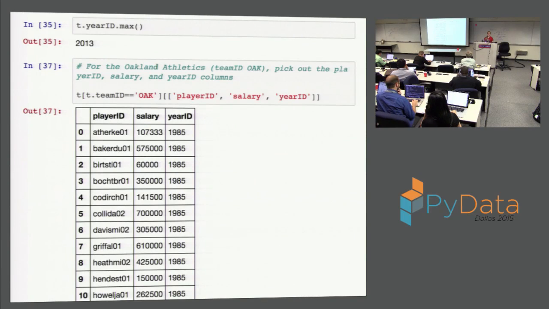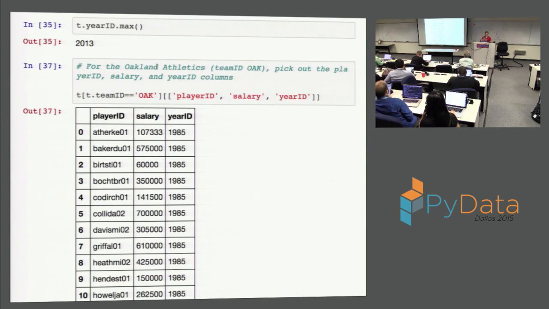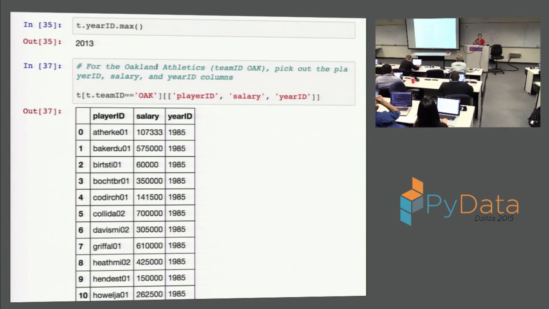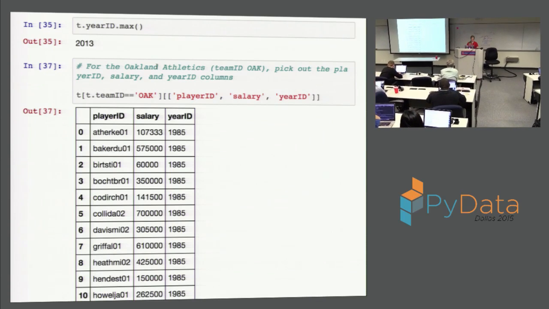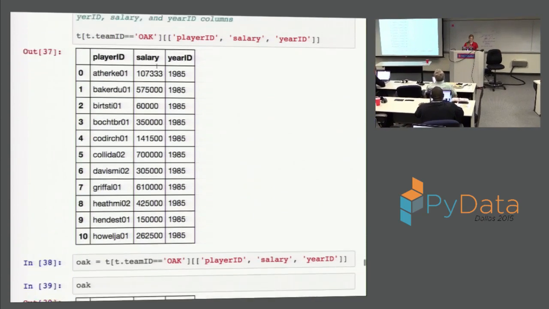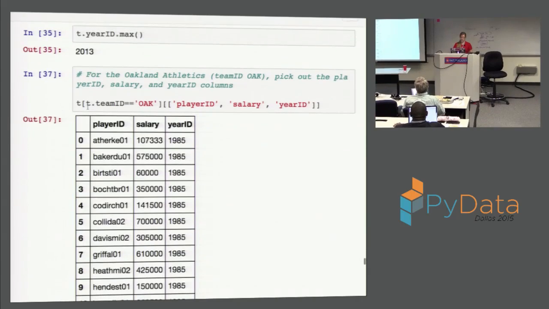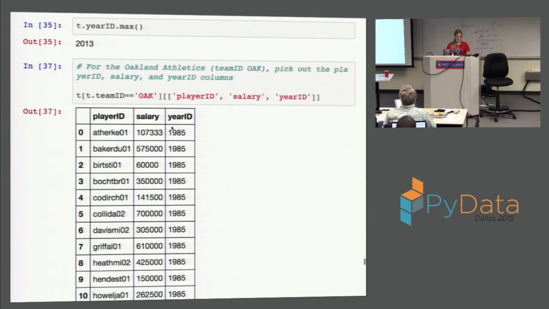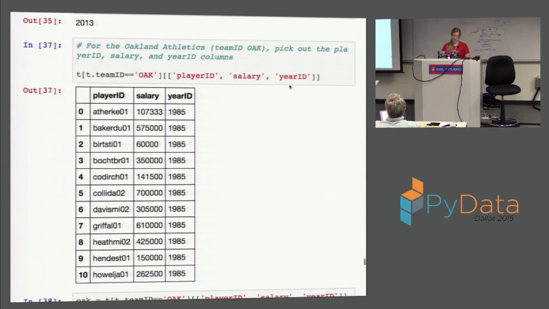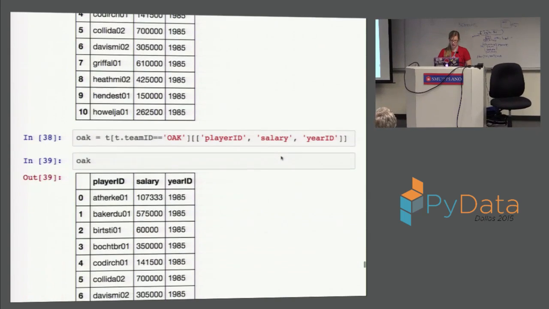So there's the next exercise, set for the Oakland team. Pick out the player and these three columns, and you can do it with this syntax, say equals to oak, and then select the columns.